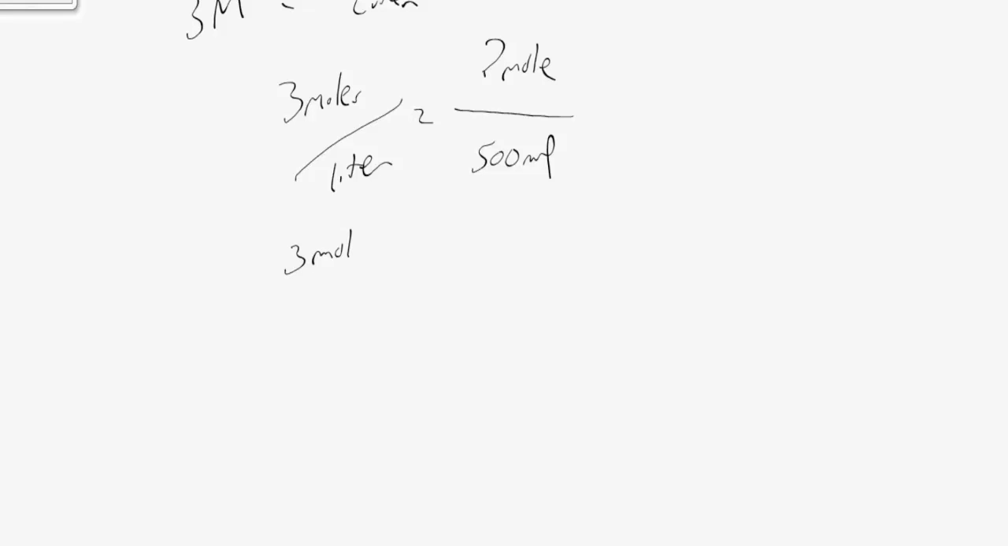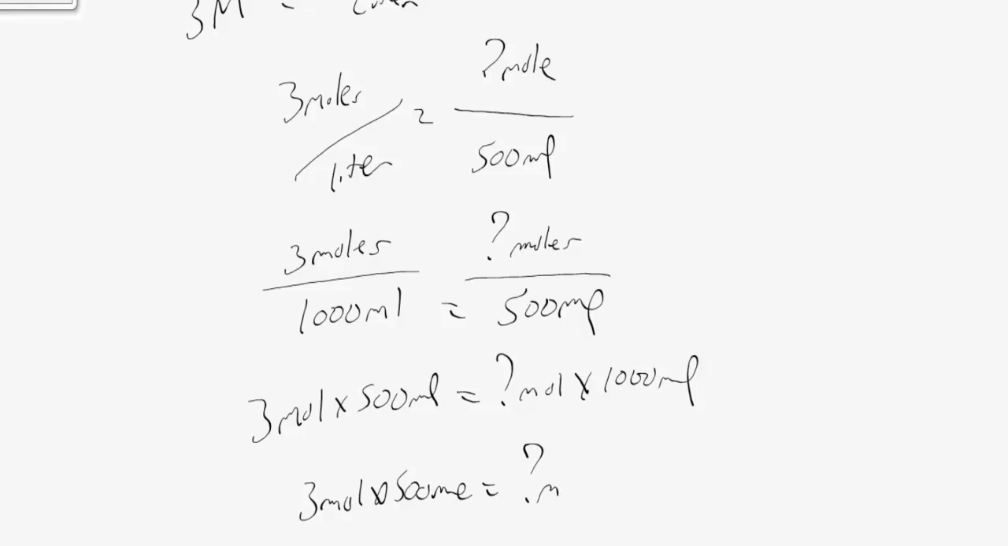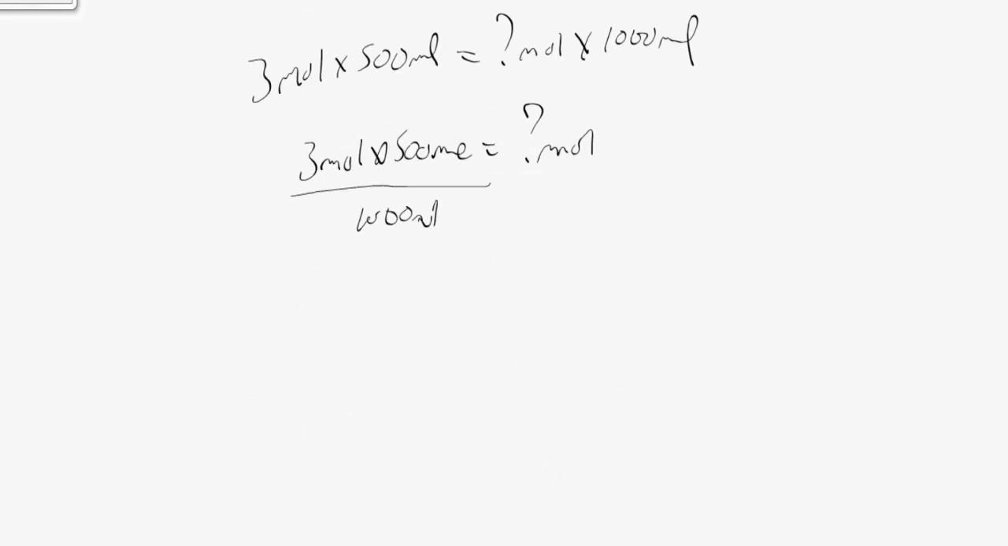So we've got 3 moles for 1,000 milliliters is equal to how many moles in 500 milliliters? So we've got 3 moles times 500 mil is equal to question mark moles times 1,000 ml. So we can get rid of that 1,000 ml by dividing both sides by 1,000. So now the mils will cancel out. We've got 500 over 1,000, which is 0.5.